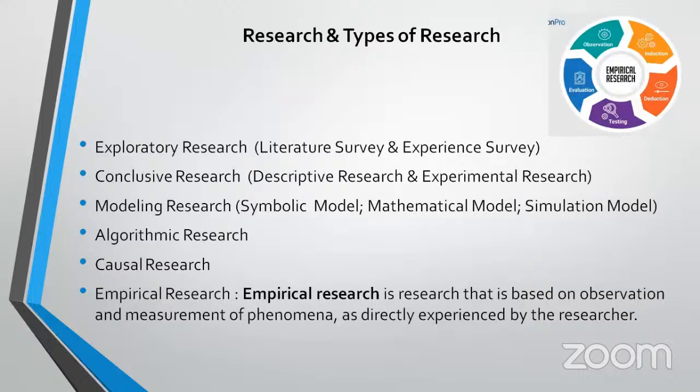Okay. Exploratory, conclusive, modeling, algorithmic, causal research, empirical research. Generally, social science people use empirical research. It also comes under exploratory research. Exploratory research means research related to data, which means it is a quantitative type of research, qualitative and quantitative. That is your exploratory research.